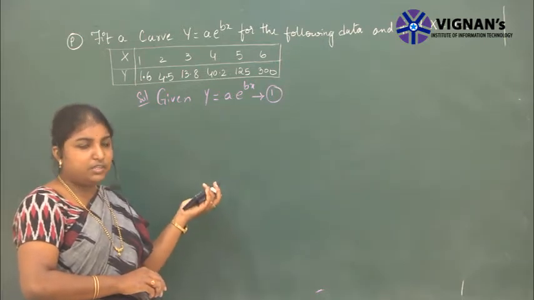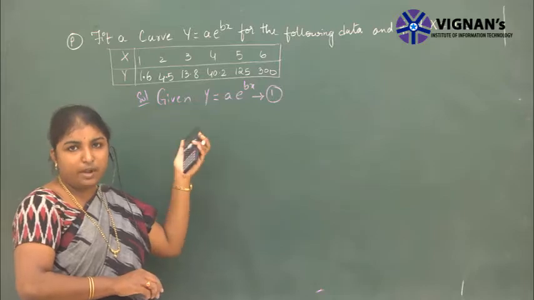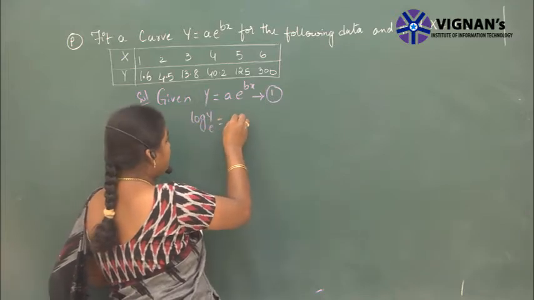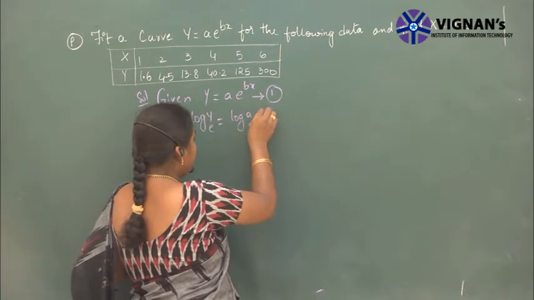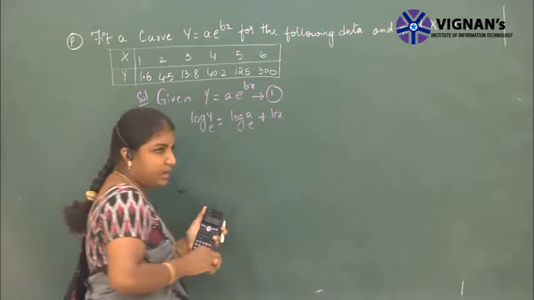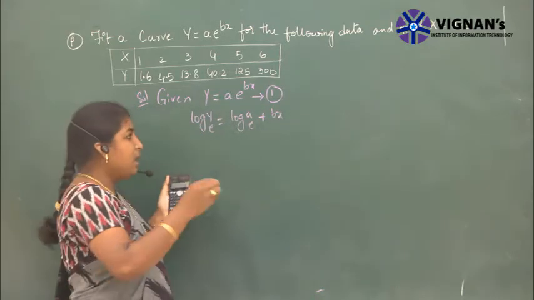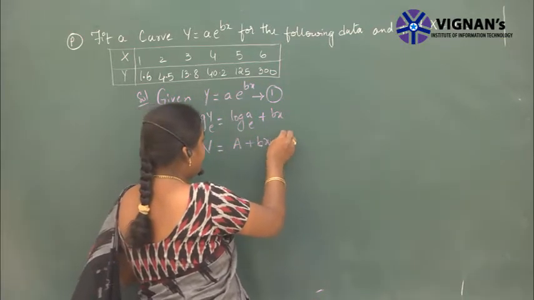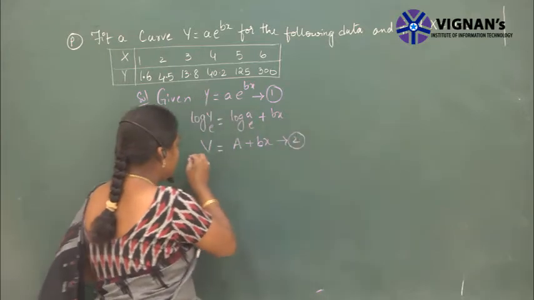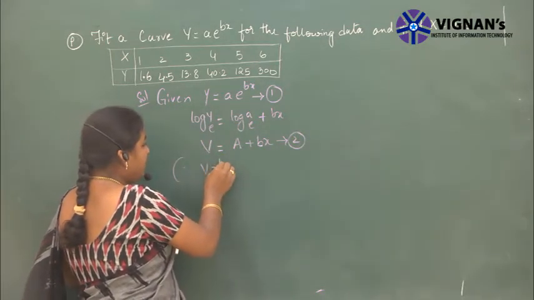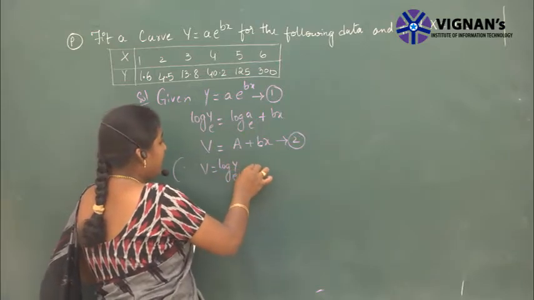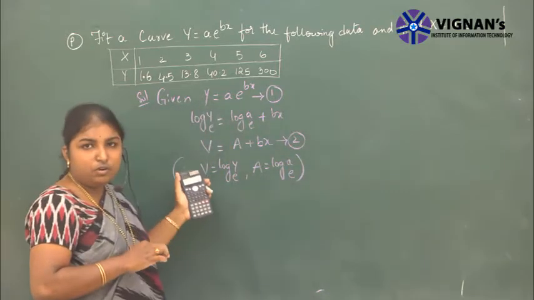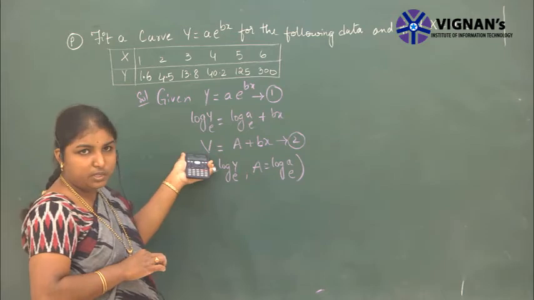For writing the normal equation, we take logarithm on both sides, as we already did. So we get log y base e equal to log a base e plus bx. Again, this can be represented by capital V equal to capital A plus bx. Let this be equation 2. Since we know that capital V equals log y base e, and capital A is equal to log a base e, now we want to write down the normal equations for this equation 2.